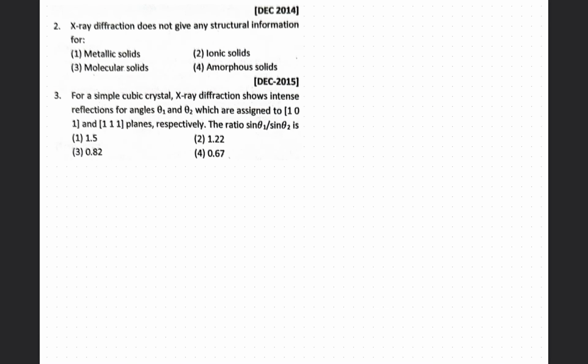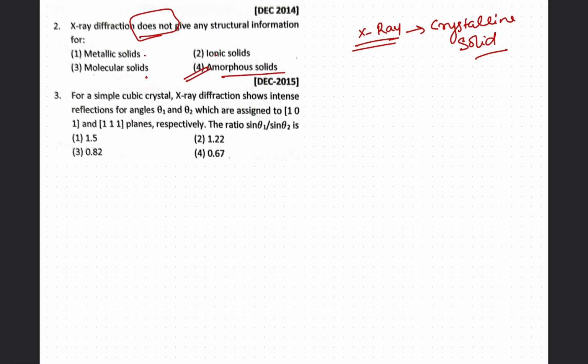X-ray diffraction does not give any structural information for... It's a very simple question. X-ray diffraction studies are basically for crystalline solids, right? So these three are crystalline, while this one is amorphous. So the correct answer will be 4. They have asked which does not give structural information, so the 4th will be the correct answer.